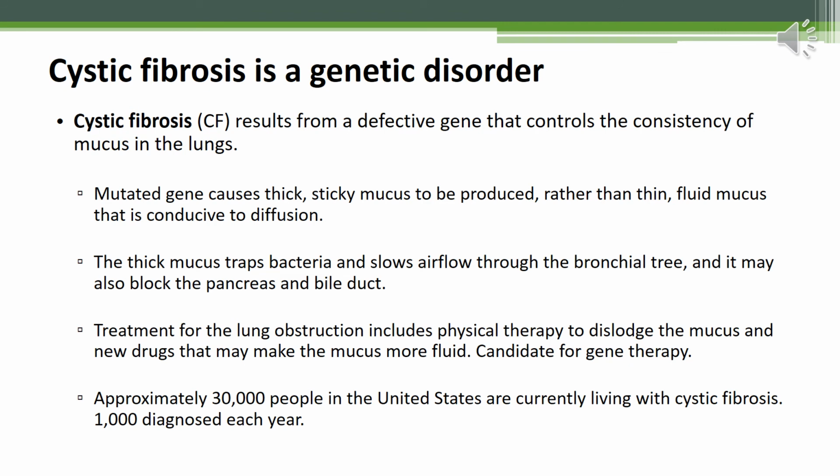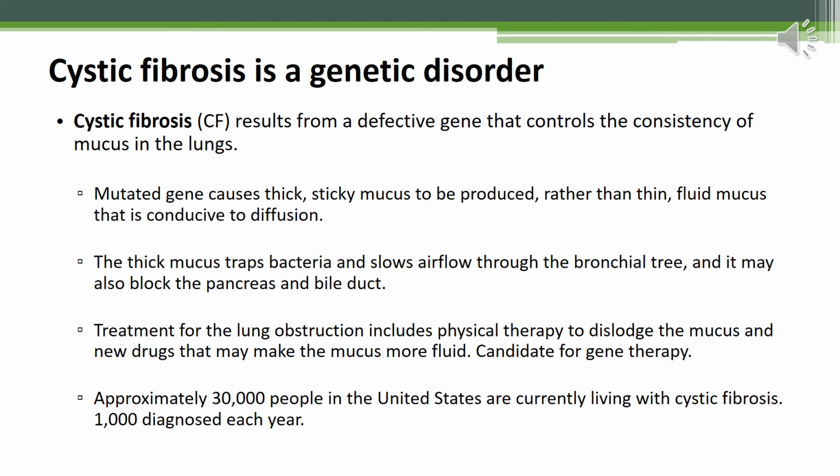And this thick mucus produced by those with cystic fibrosis traps bacteria and slows airflow through the bronchial tree, and it can also block the pancreas and bile duct because it's produced there too. Treatment for the lung obstruction includes physical therapy to dislodge the mucus and new drugs that may make the mucus more fluid. And this is a really good candidate for gene therapy because we're just dealing with one affected gene, which always makes something a good candidate for gene therapy.